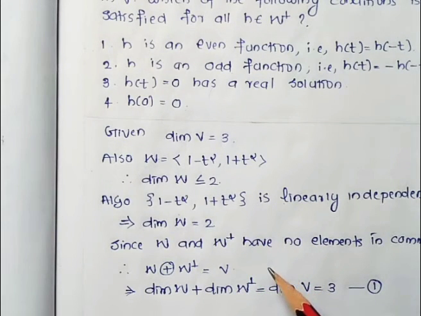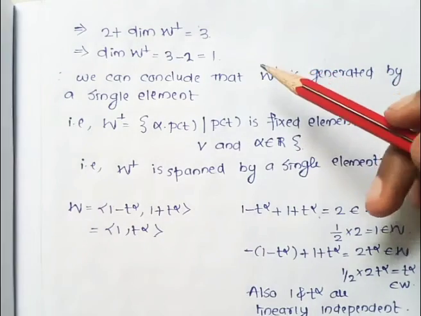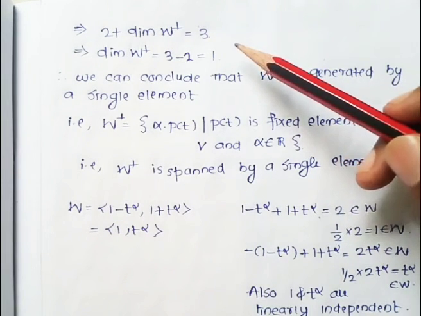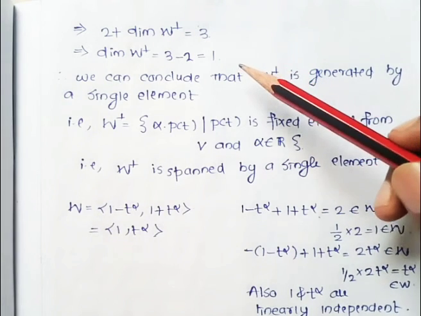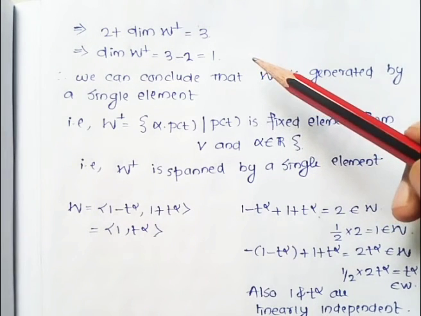And also we know that W and W perp have no elements in common, that is W intersection W perp is equal to 0. Therefore we can conclude that W direct sum W perp is equal to V. So dimension of W plus dimension of W perp is equal to dimension of V, and we know that dimension of V is equal to 3. Substituting dimension of W equal to 2 in the above equation, we get 2 plus dimension W perp is equal to 3. From this we get dimension of W perp is equal to 3 minus 2, which is equal to 1.